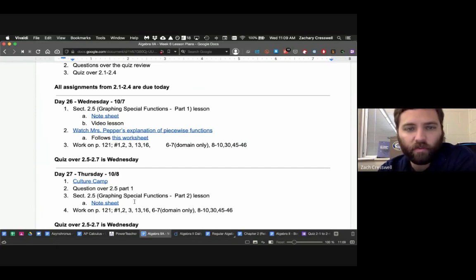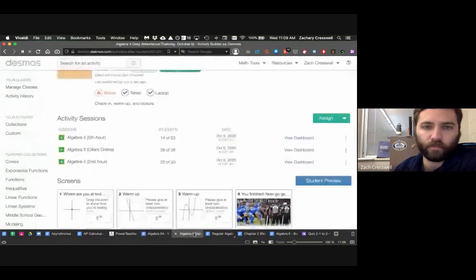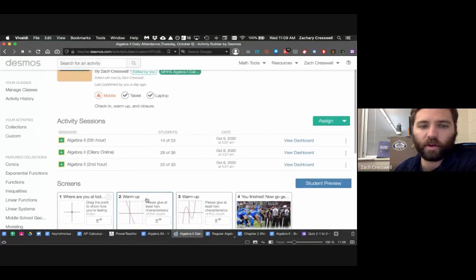I do want to go through the warm-up from yesterday real quick and take any questions that you have at this point on anything, and that will be it. So real quick, let's go through the warm-up from yesterday. Okay, yesterday's warm-up asked you to list at least 2 characteristics of the graph.